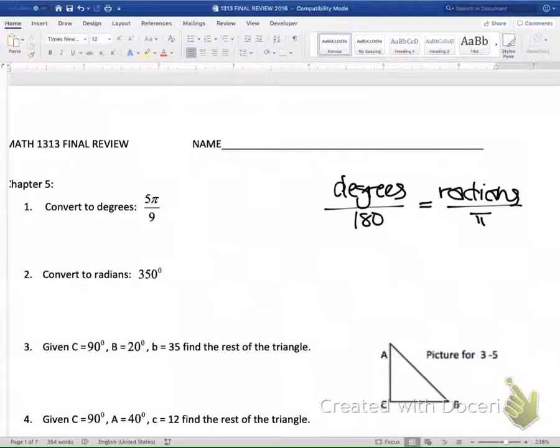Remember that when we are converting between degrees and radians, it doesn't matter what mode your calculator's in because you are not using a sine, cosine, tangent button. You simply place the radians in place of radians and cross multiply. What happens to my pi's there? They cancel. And that means to find my degrees, I'm just doing 5/9 times 180, which gives me 100 degrees.